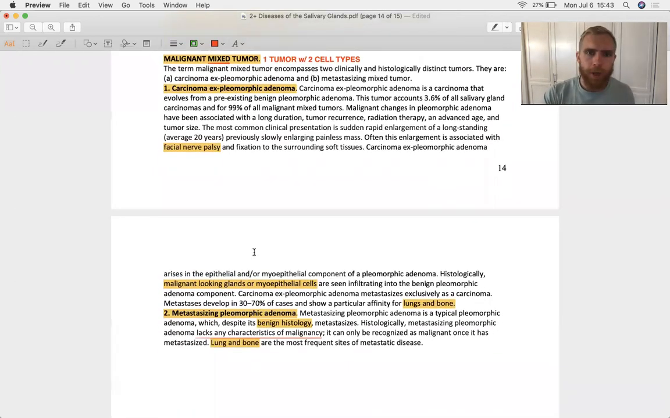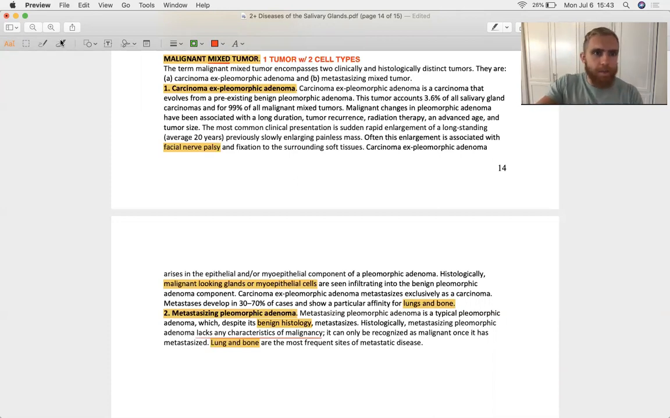So a mixed tumor again is technically one tumor, geographically, spatially, it's one tumor, but there are 2 different cancerous cell types within that tumor. And remember that the pleomorphic adenoma is a benign mixed tumor. So these 2 malignant mixed tumors are going to evolve from the pleomorphic adenoma. The first type you can have is the carcinoma ex pleomorphic adenoma. And then the second type is the pleomorphic adenoma that metastasizes.